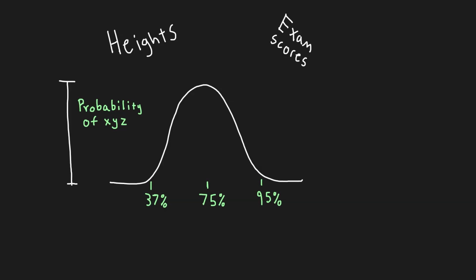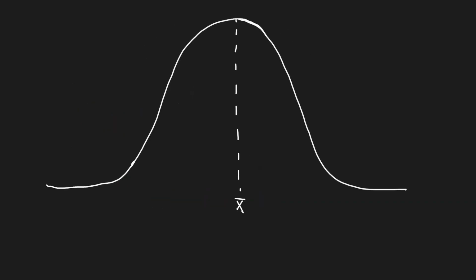Since this is where the curve is the highest, this makes 75% the exam score with the highest probability of occurring in our sample. 95% and 37% are much less likely, as the height at those points are much smaller on the curve. A normal distribution also has a special property that the data is symmetrically distributed around the mean.